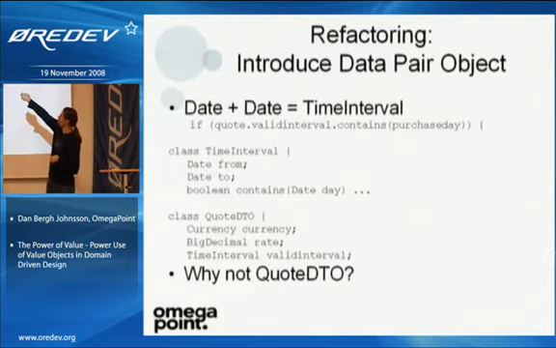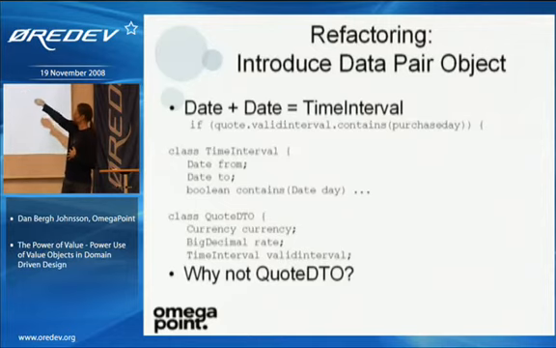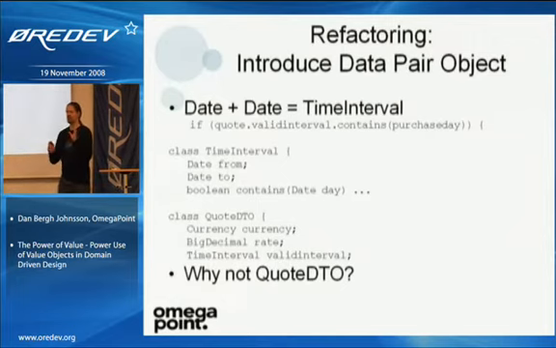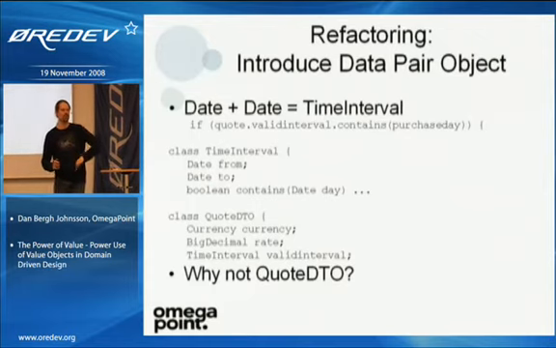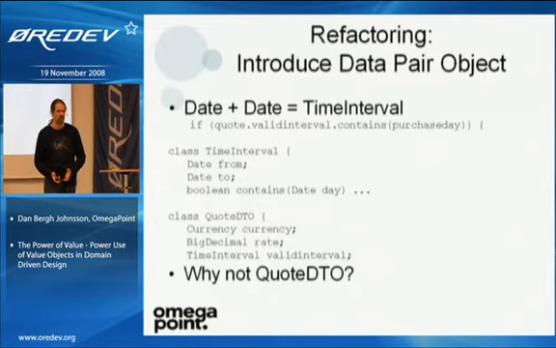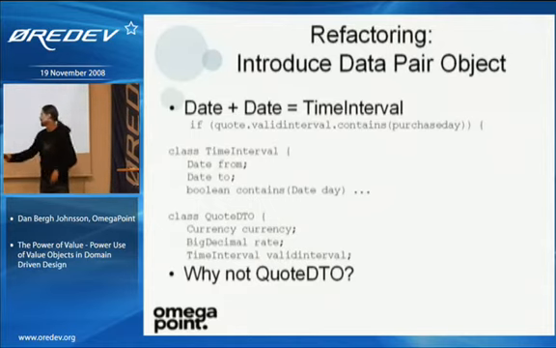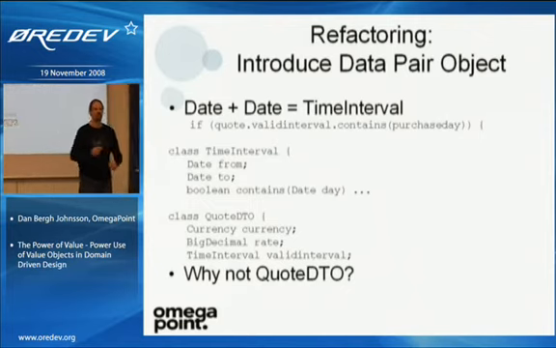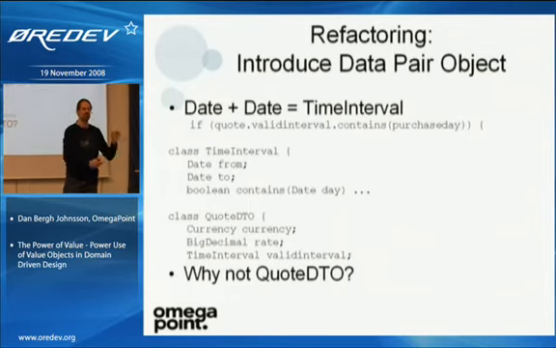So a date and a date is a time interval. So now we'll have that a quote contains a time interval instead of date. Time interval will be from and to, and have a method contains. Very simple. But hey, I just said that there were no object that encapsulated both the to and from data. Actually, there was an object that encapsulated the to and from. The quote DTO. So why not use the quote DTO and migrate the functionality into that DTO?